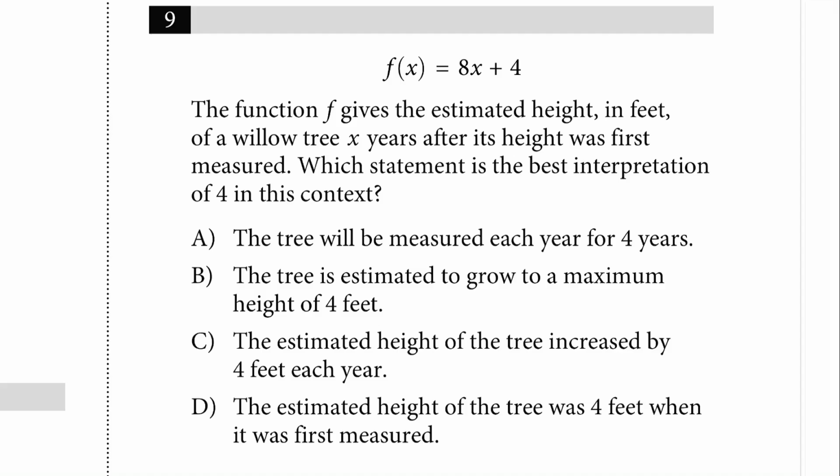So it's giving the estimated height of a willow tree x years. So this is the amount that it's growing per year. And this was the initial height. So let's go through and find out which answer this is going to be. It's got to be D.